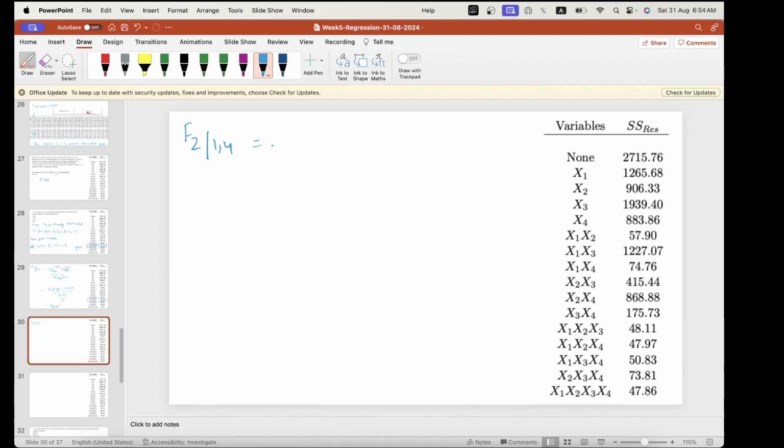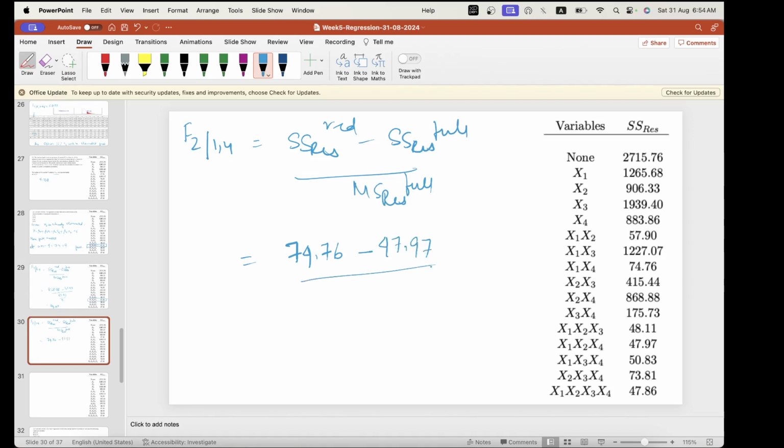Okay. Next thing is we have to find out 2 given 1, 4. That is also the same thing. So this is SS residual reduced minus SS residual full by MS residual full. So this would be SS residual reduced, meaning 2 is set to 0. We have x1, x4. This is 74.76 minus 47.97 by 47.97 by 9. So this comes to something close to 5.026.